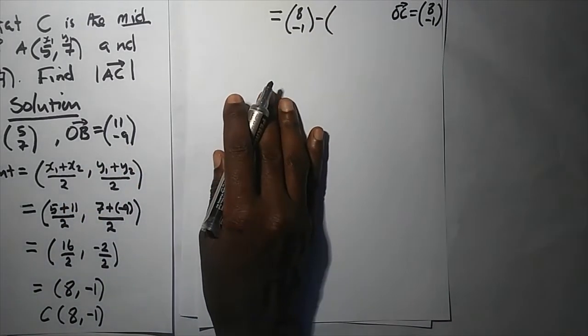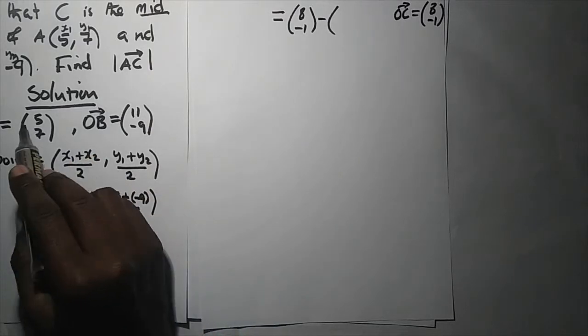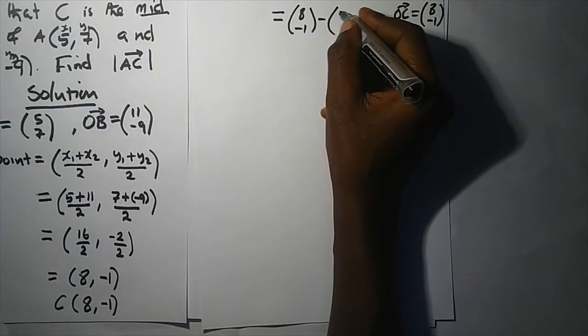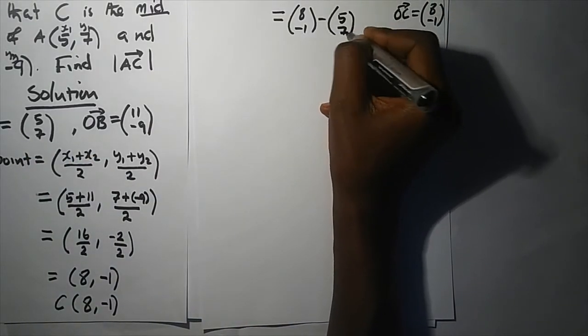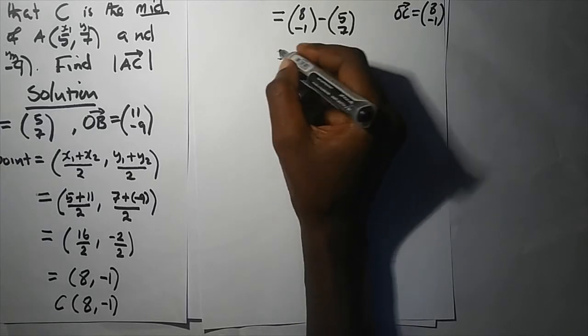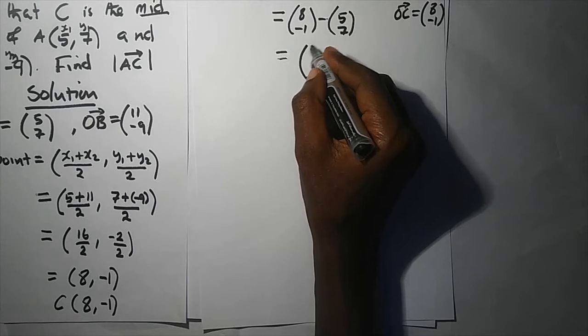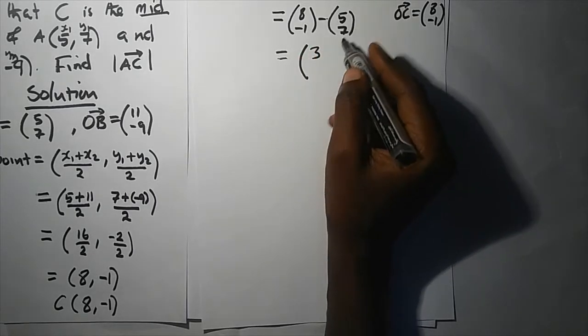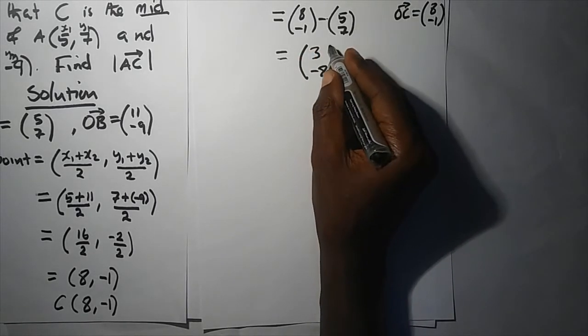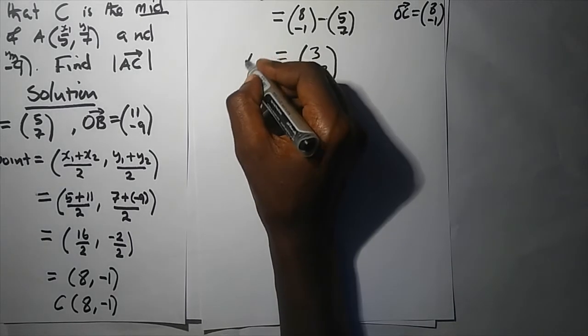OA is 5 and 7. So 5 here and 7. We are going to subtract these two. We have 8 minus 5, which will give us 3, and -1 minus 7 gives us -8. And so we have our AC.